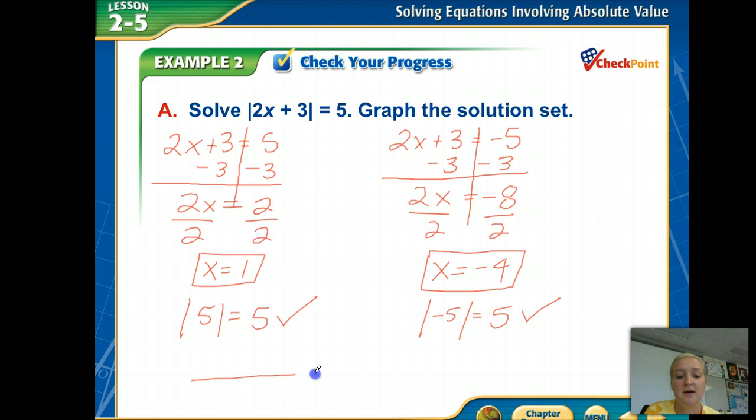So down here on my number line, -4, -3, -2, -1, 0, 1, 2. -4 and 1 are going to be the 2 numbers that you are going to shade on your graph. Hopefully you got the same answer as I did.